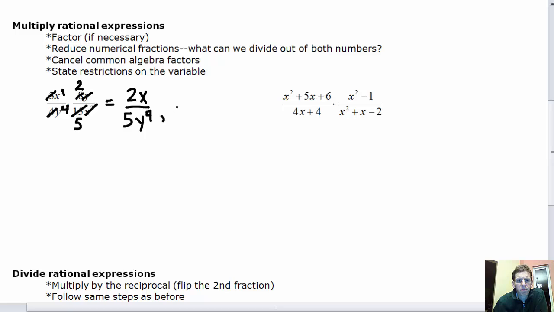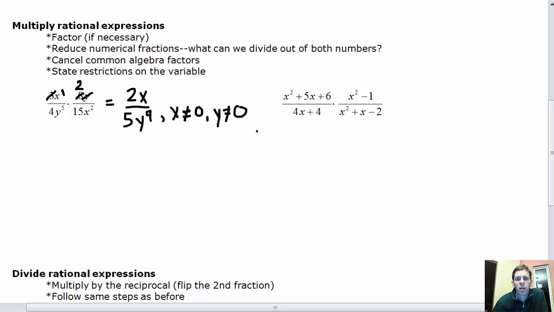Restrictions? Because there was an x in the bottom of the problem originally, we don't want x to equal 0. That would make this entire denominator equal to 0. And likewise, we don't want y to equal 0 either. So your solution is 2x divided by 5y to the 4th power, comma, x can't equal 0 and y can't equal 0.